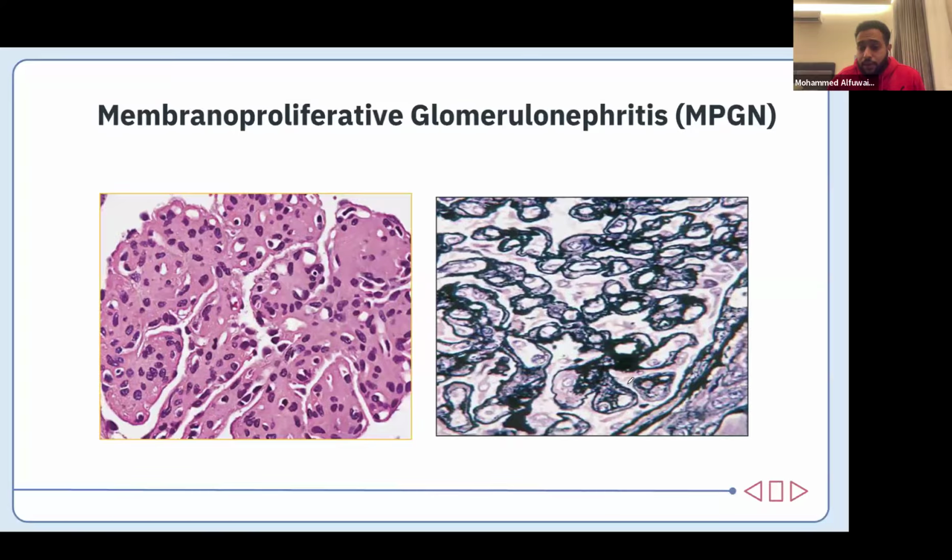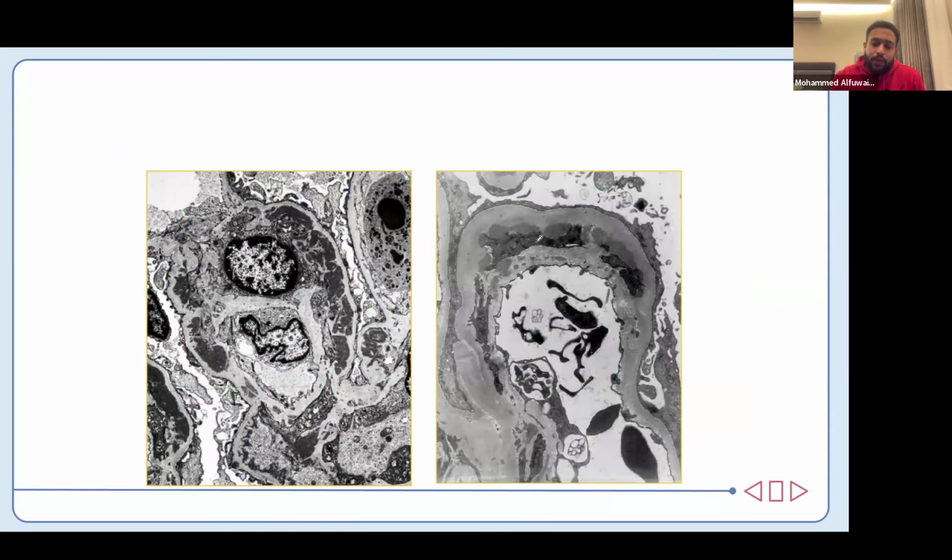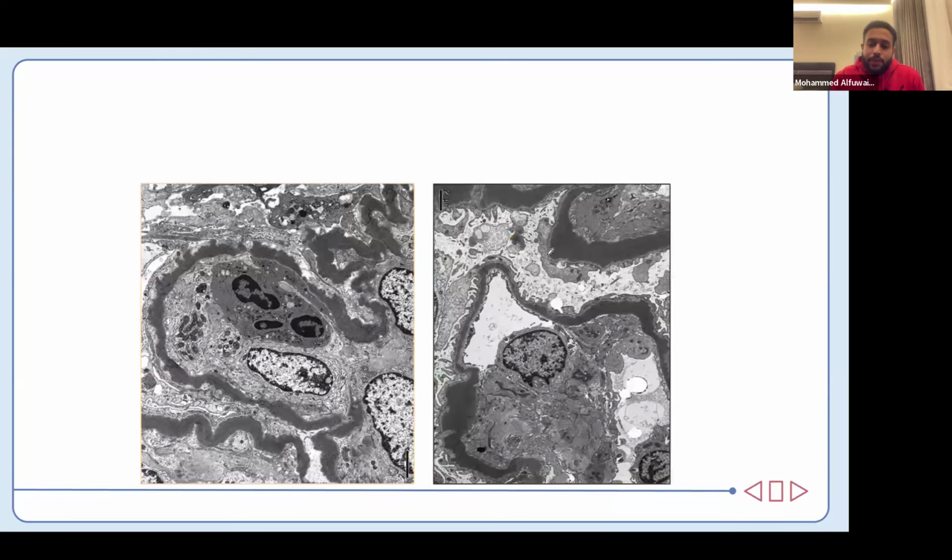Now, very importantly for you to remember is when you do silver stain, what do you see here? Tram track appearance, okay? Why is this so? So MPGN has two types, okay, depending on where the deposits are, okay? So you have type 1 over here, which is affecting where? Where are the deposits? Subendothelial. Good. And then what about this one? Where is the deposits?